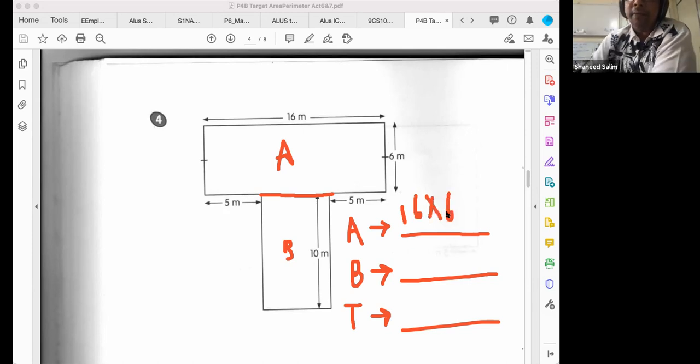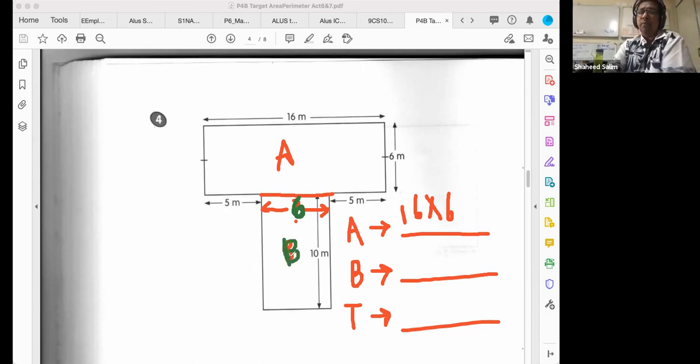Okay, the next one, Amara. The length is 10. What's the breadth? Do we have the breadth? How to find the breadth, Amara? The whole thing is 16. This one is 5, this one is 5. How much is the center? You take 16 minus 5 minus 5. 16 minus 10, what do you get? You get 6. So what's the area? What about B, Amara? How to find B? What times what?